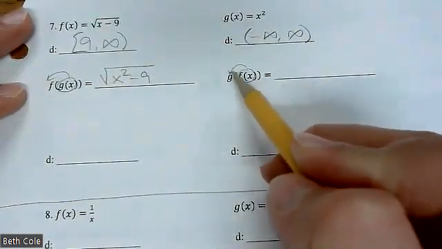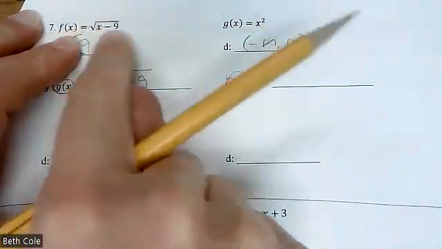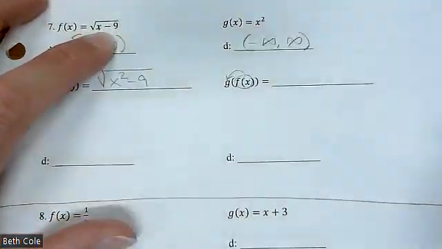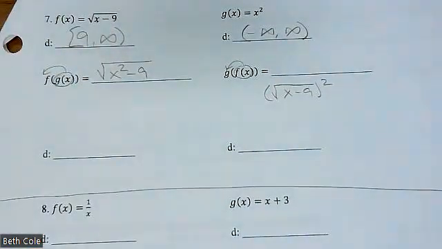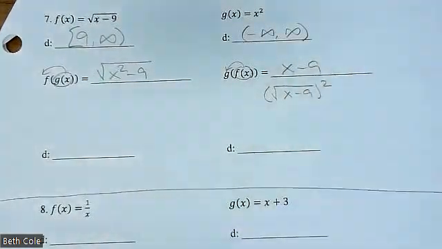Right here, you're going to plug F into G. This whole thing gets plugged in over here. Now, that would look like this. So what is going to happen there? Those are going to cancel. You'll just have X minus 9.